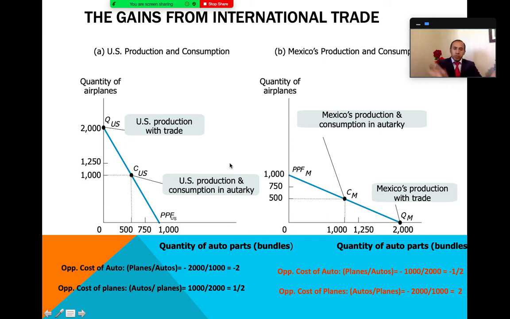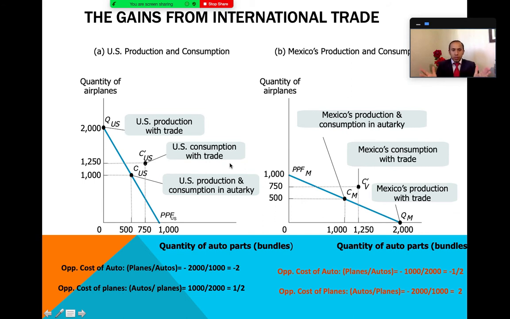When both of them agree to trade with each other, they consume more than they were under Autarky. The United States consumes 250 planes and 750 autos with trade, which is significantly more than what they were consuming in Autarky, the point of no trade, closing off the borders, domestic production. And Mexico consumes more airplanes, 750, and more auto parts with trade.